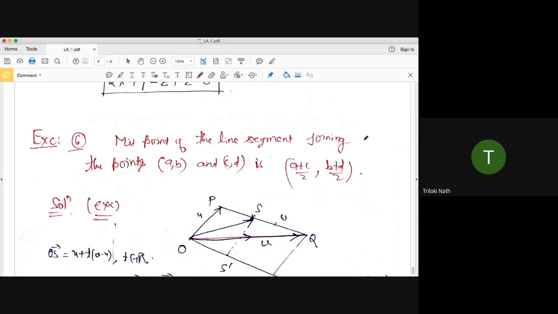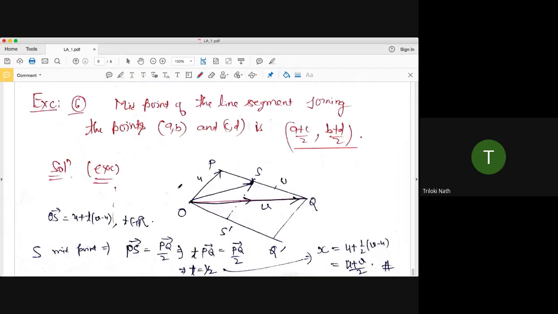Midpoint of the line segment joining A, B, C, D is (A plus C)/2, (B plus D)/2. You remember? If x1, y1 and x2, y2 are 2 points, then the midpoint of the line segment joining these 2 points is (x1 plus x2)/2 and (y1 plus y2)/2. You remember that? So this is just a simple problem. Okay. So you can verify it. So here I have solved this. You just verify this. Is it okay or not? Still, if you have any difficulty, please ask.